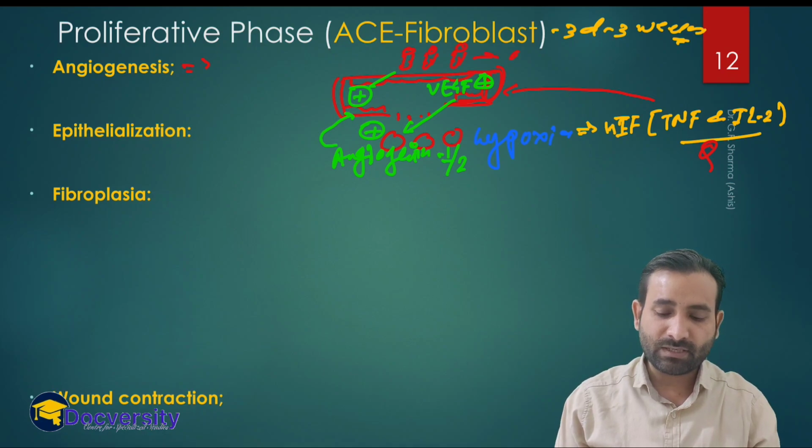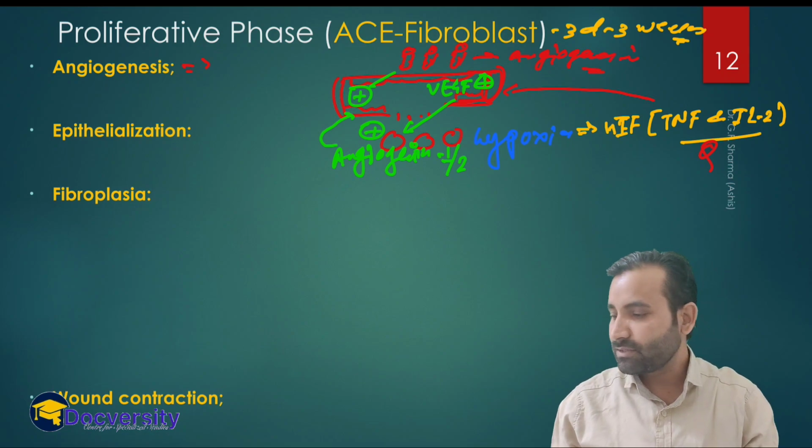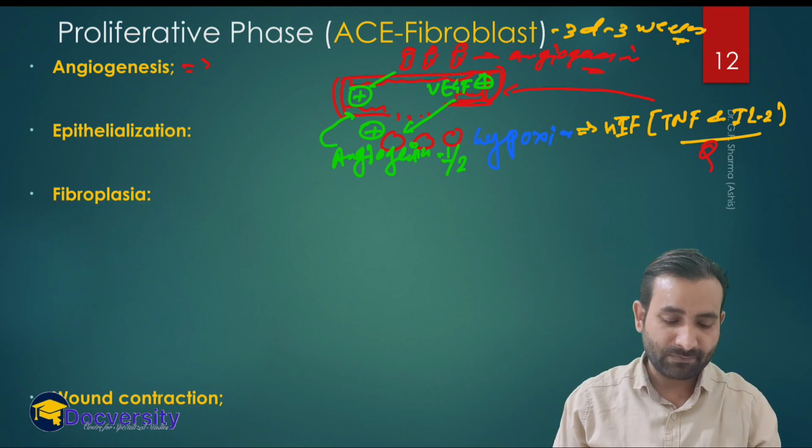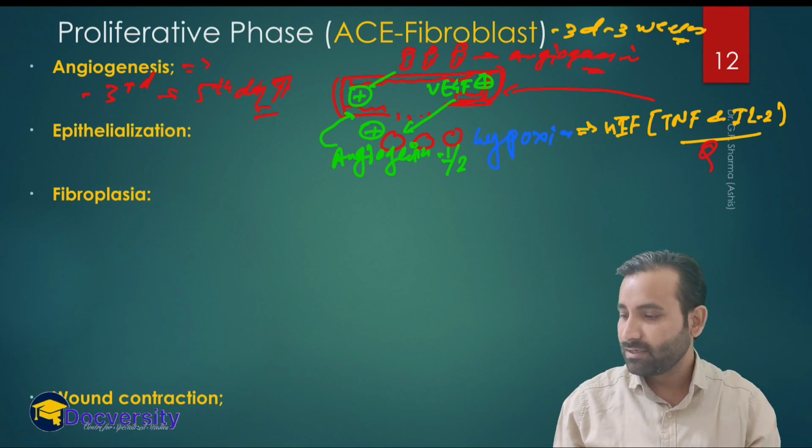So this is called what? Angiogenesis. Is that clear? So this angiogenesis begins at the 3rd day. Which day? Begins at the 3rd day and becomes maximum at the 5th day. This is a question in the exam. Is that okay? So this is about angiogenesis.